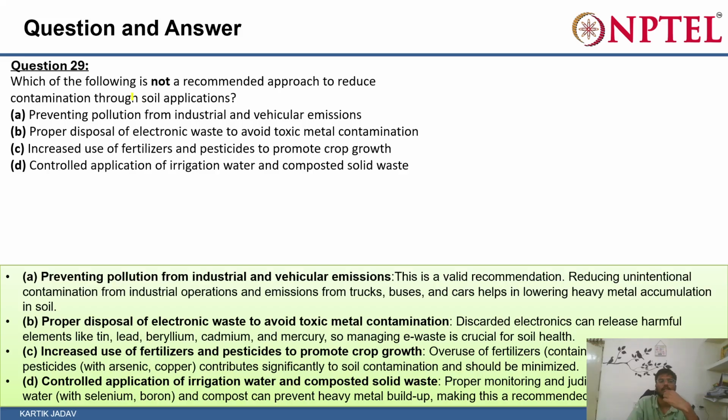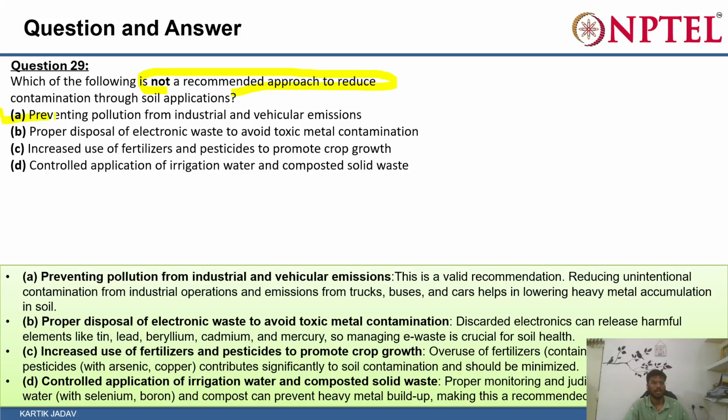Question number 29. Which of the following is not a recommended approach to reduce contamination through soil application? So there are various options like preventing pollution from industrial and vehicle emission, proper disposal of electronic waste to avoid toxic metal contamination, increased use of fertilizer and pesticide to promote crop growth, controlled application of irrigation water and composted solid waste. So we need to identify the practice that is not a recommended approach to reduce contamination through soil.